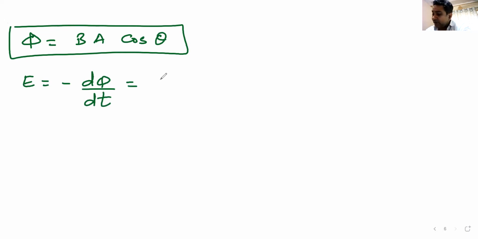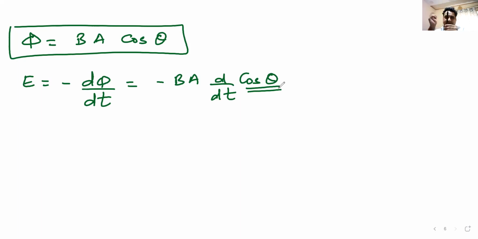So it will be minus B into A into d by dt of cos theta if you are changing theta with time. Are you getting my point? Yes, sir. How do I change theta with time? By rotating it in a magnetic field. This is how EMF is induced in a generator. In a hydroelectric power station, the turbine is run by water falling from a height. When the turbine runs, on the other end you have a coil. That coil rotates and EMF is induced, AC current.